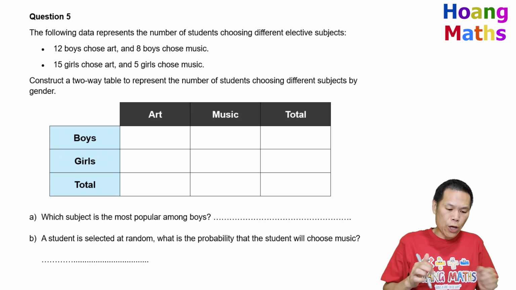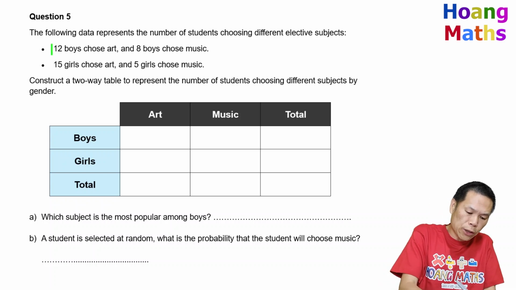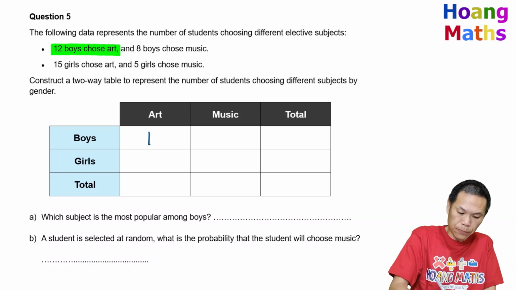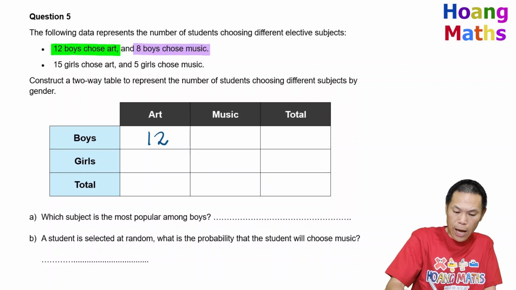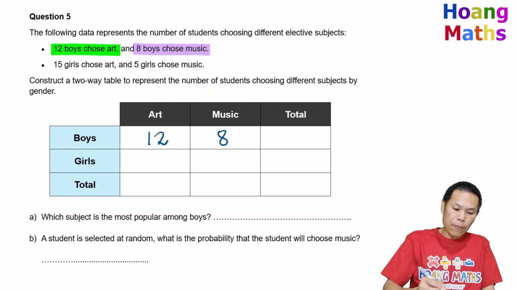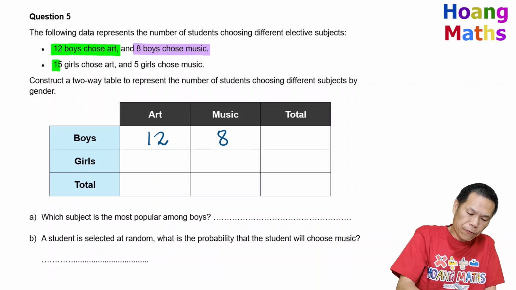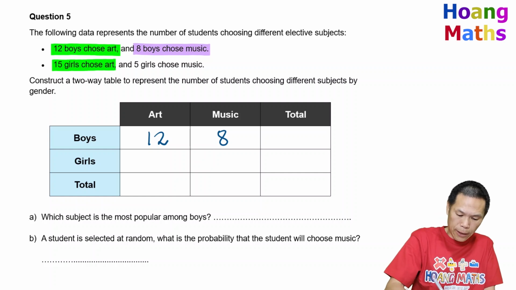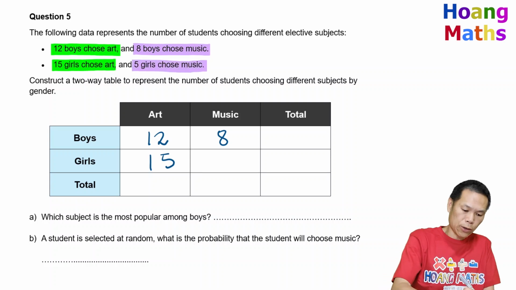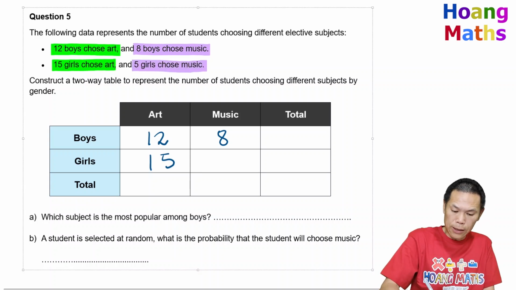So first of all, we know that there are 12 boys who choose art. So 12 boys here. And we know that there are 8 boys who choose music. So 8 of them here. Then we know that there are 15 girls who choose art as well. So 15 girls in art. And 5 girls choose music. So girls, music. So that is here.